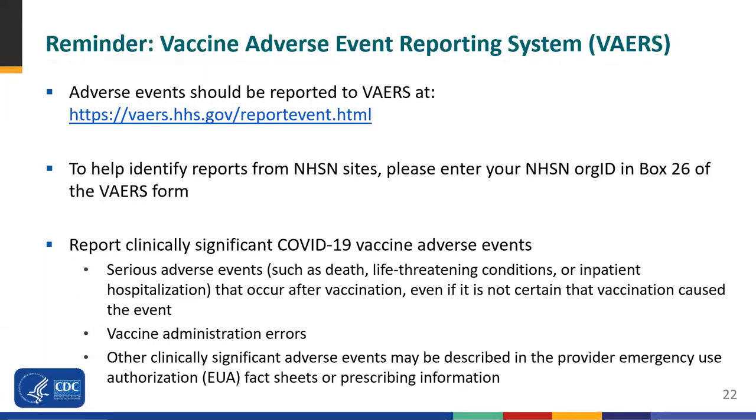Finally, CDC would like to remind facilities to report any adverse events to the Vaccine Adverse Event Reporting System, or VAERS, using the link listed on this slide. When completing the VAERS report, please enter the facility's 5-digit NHSN org ID in box 26 of the VAERS form, as this will assist with identifying reports from NHSN sites.